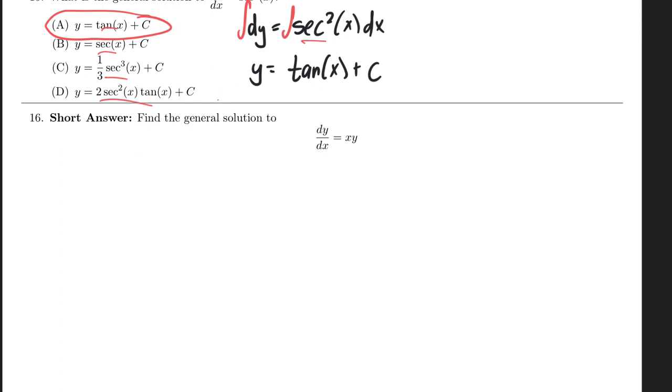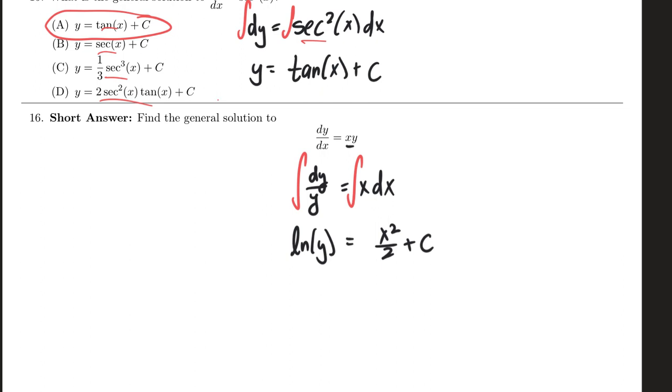All right, 16 is the short answer, but it's still the same process. In this case, I'm going to divide both sides by y to get the y to the left, and multiply both sides by dx. Now that the y's are on the left and the x's on the right, I can take integrals. The antiderivative of 1 over y is the natural log of y. The antiderivative of x is going to be x squared over 2 plus c.